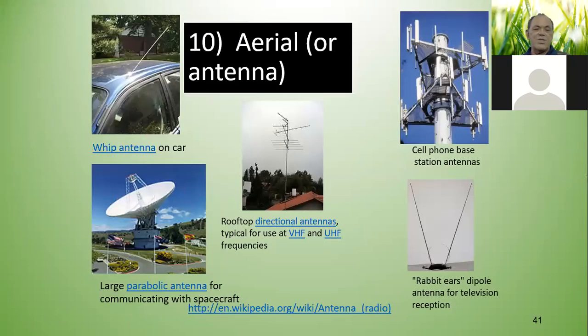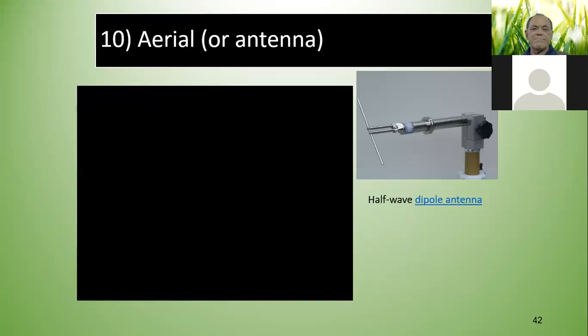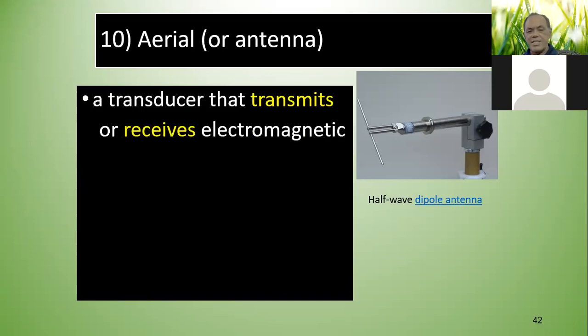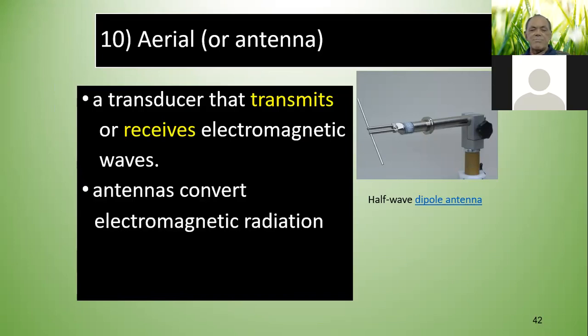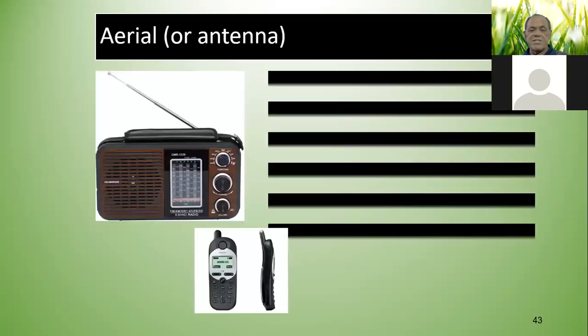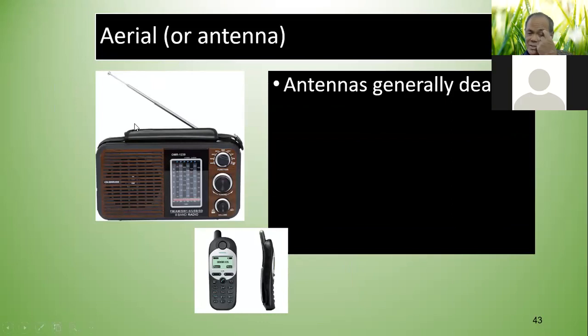And if you look around, you see all these in different places, right? Different aerials or antennas, which can be of different forms. We can think of an aerial as a transducer that transmits and also receives electromagnetic waves. It converts electromagnetic radiation into electric current, or electric current into electromagnetic waves. These are your different forms, that's for your radio. And now they become smaller and smaller, so that we can't even see them.